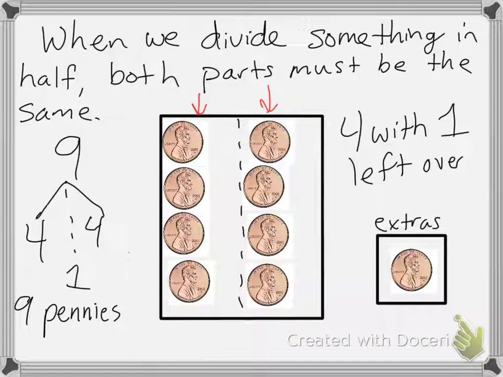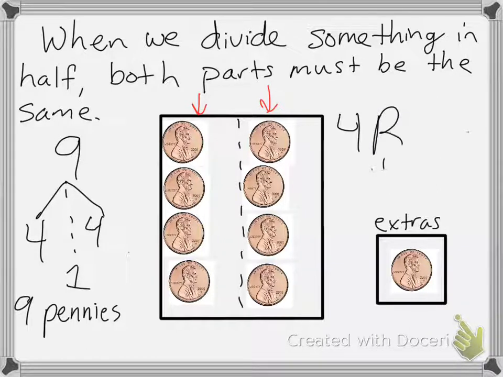In math, we write that as 4 remainder 1. And we use a capital R for remainder, which means there's 1 remaining or left over.